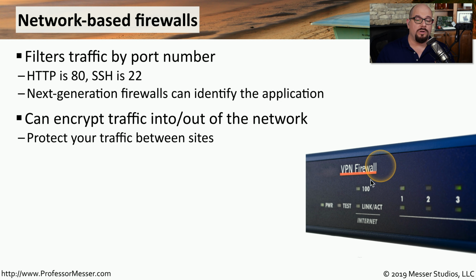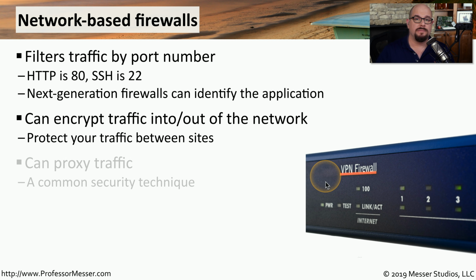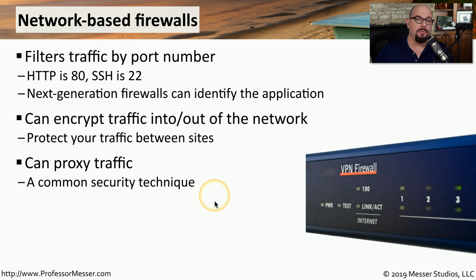There are also firewalls like this one that can create a VPN tunnel between firewalls. So you can have a firewall at two locations, create an encrypted tunnel between them, and now anything you send across that network will be protected. Some firewalls can also proxy traffic, so users inside of your network would send a request to the firewall. The firewall would then make that request on your behalf out to the internet, receive the response, make sure that the response is valid, and then send the response down to the user.